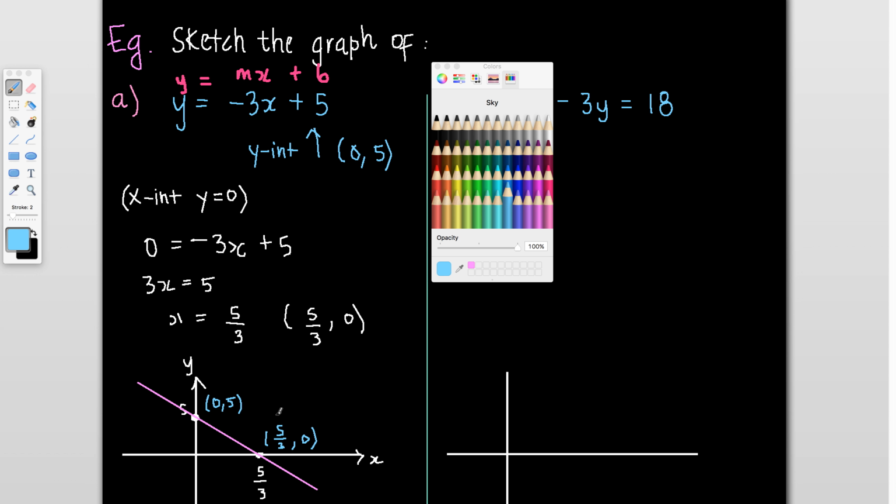So notice that we have a negative slope or a negative gradient, and that's expected because have a look up here, we've got negative 3 as our m value. So there's our first little sketch.